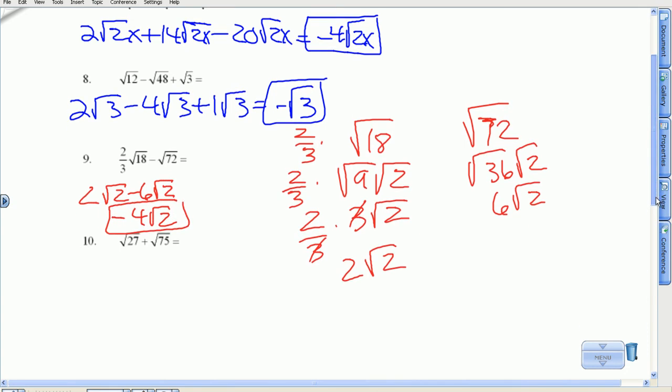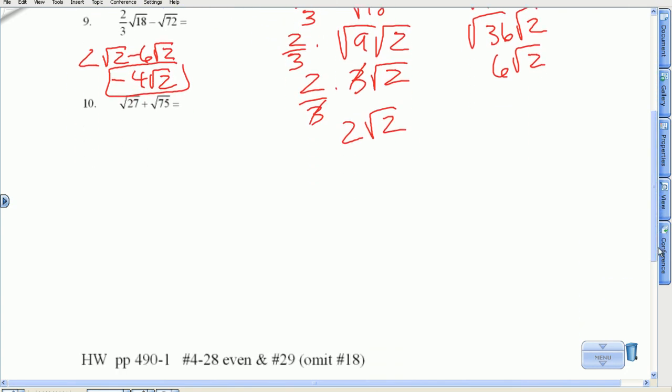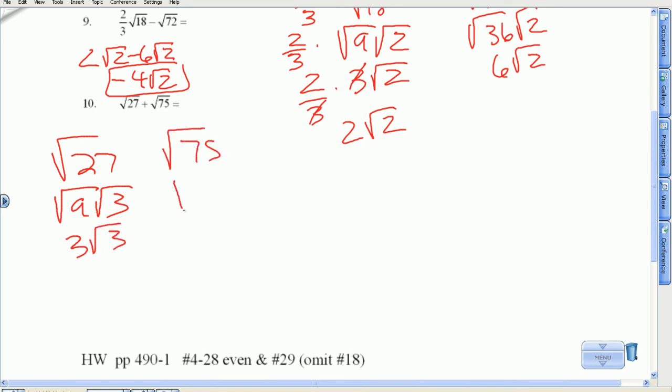And number 10, last but not least, radical 27 is radical 9 times radical 3, or 3 radical 3. Radical 75 is radical 25 times radical 3, so that's 5 radical 3. And when I add them together, 8 radical 3 is your answer.